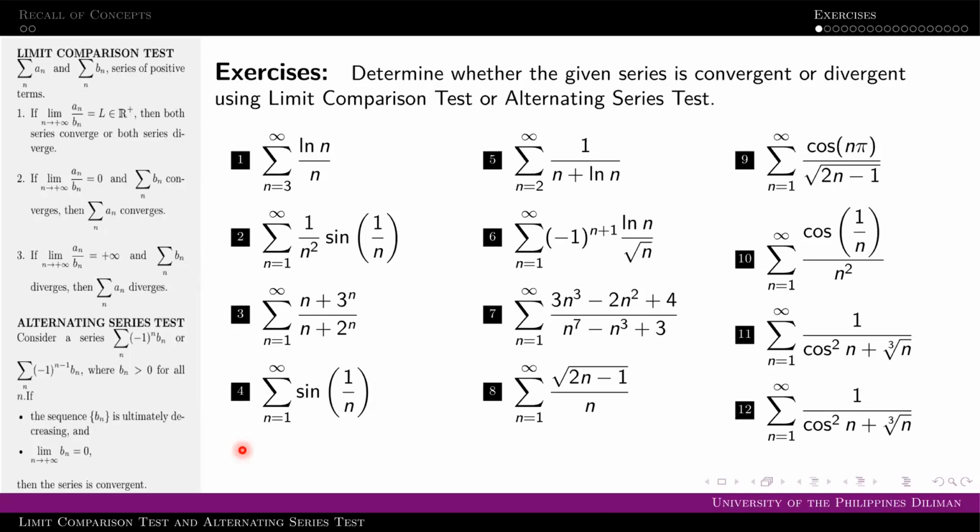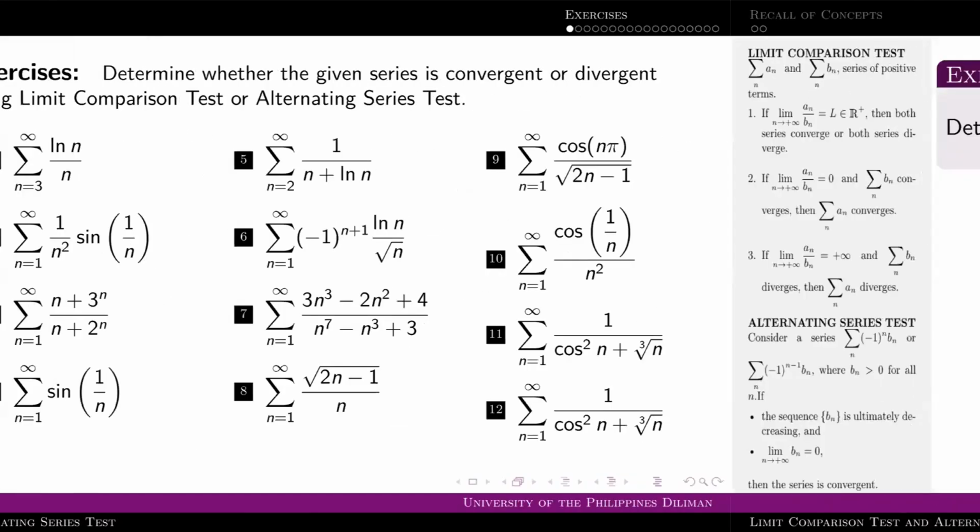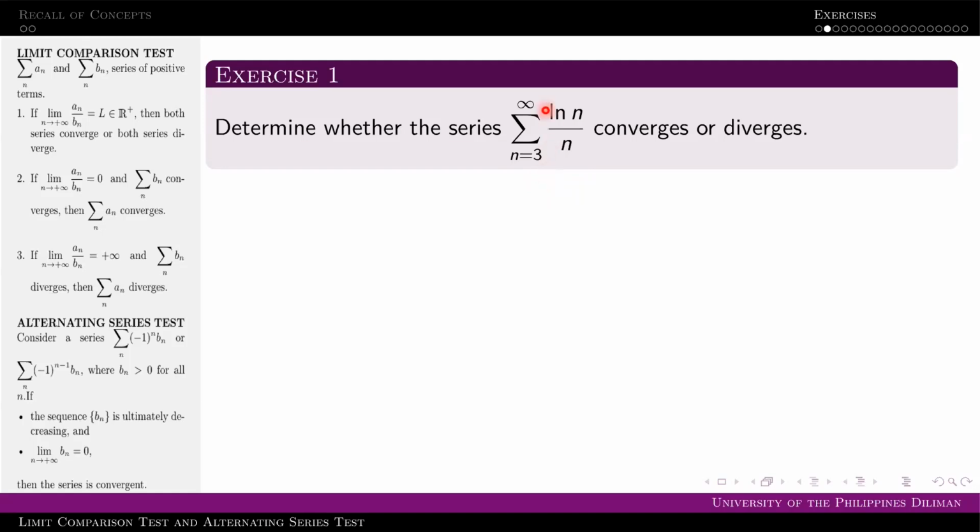Without further ado, let's start with our exercise 1. Here we have the sum from 3 to infinity ni ln n over n. If napanood nyo yung previous discussion, this series is known to diverge via integral test and comparison test. So this time, i-apply natin yung LCT. Hindi natin ma-apply si AST kasi this is not an alternating series. So, i-try natin yung limit comparison test instead.